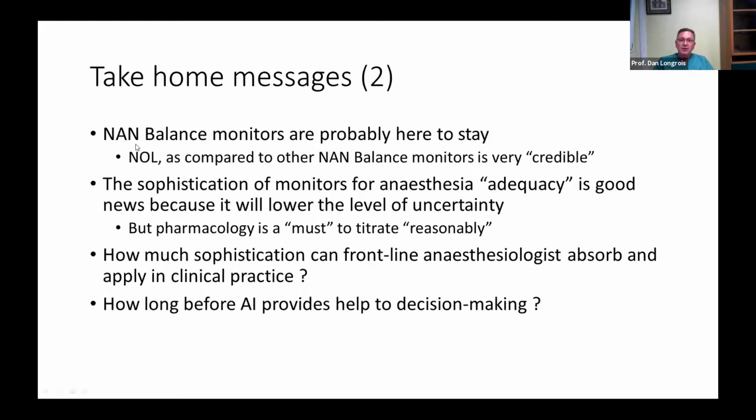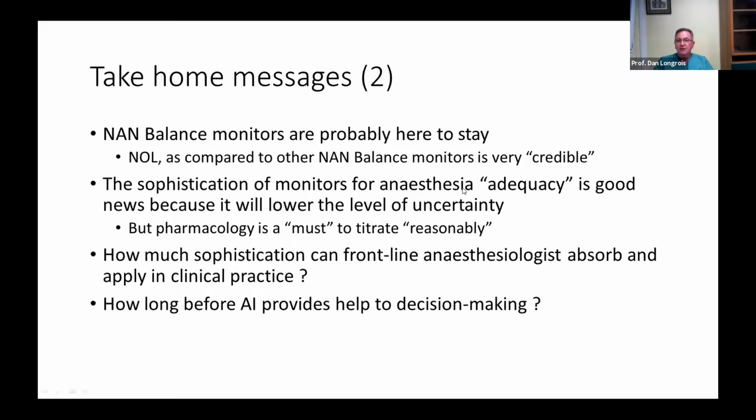I bet that the nociception, anti-nociception balance monitors are probably here to stay. The literature, it's not me saying it, but the literature consistently has shown that the NOL has the best sensitivity and specificity. And I consider that multimodality in the NOL is a clear advantage, and the number of situations where the NOL would not work because of patient-related comorbidities is lower than with other monitors.